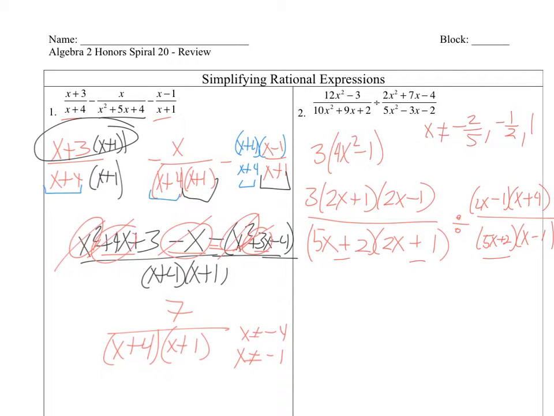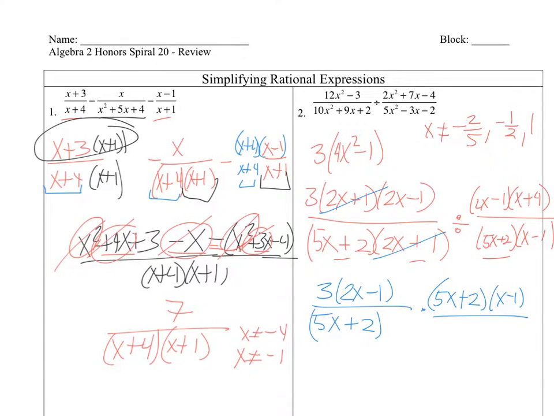Now I'm going to do some flippy. By the way, I also noticed that those are going to cancel out, so I might cancel those now and not have to rewrite. So we get 3, 2x minus 1 over 5x plus 2 times 5x plus 2, x minus 1 over 2x minus 1, x plus 4. And you might notice that that adds some additional excluded values. We can no longer have x equals 1/2 or x equals negative 4. We have 5 excluded values for this one.